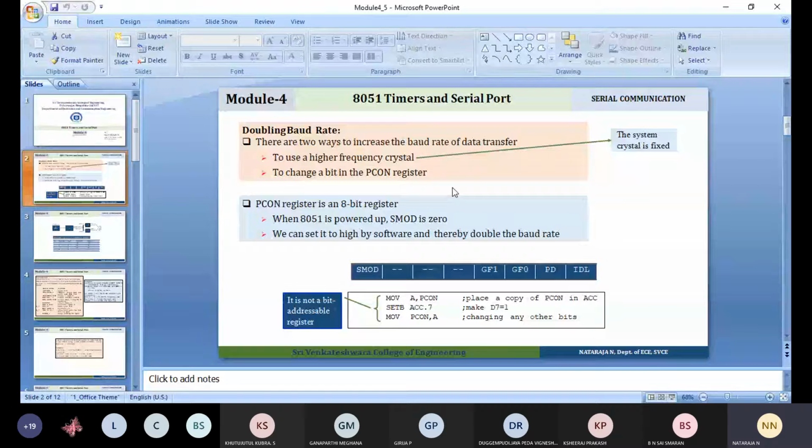We go for the second option, the software method, changing a bit in the PCON register. There is a software way to double the baud rate of the 8051 while the crystal frequency is fixed. This is done with the register called PCON. As I showed here, this is your PCON register. PCON means power control register. It is an 8-bit register, and some of the bits are not used.